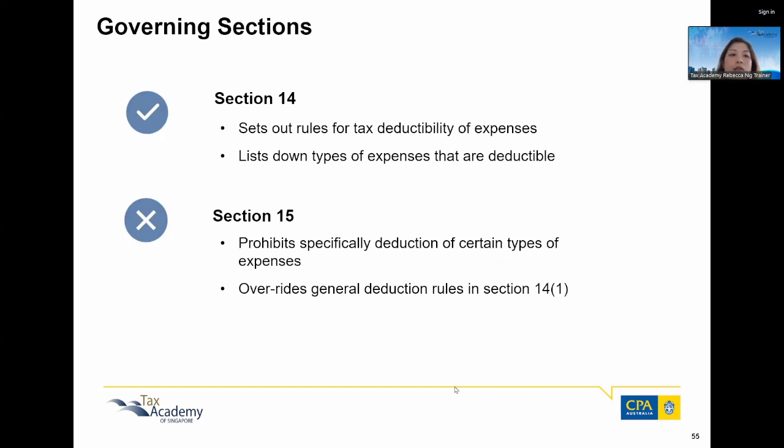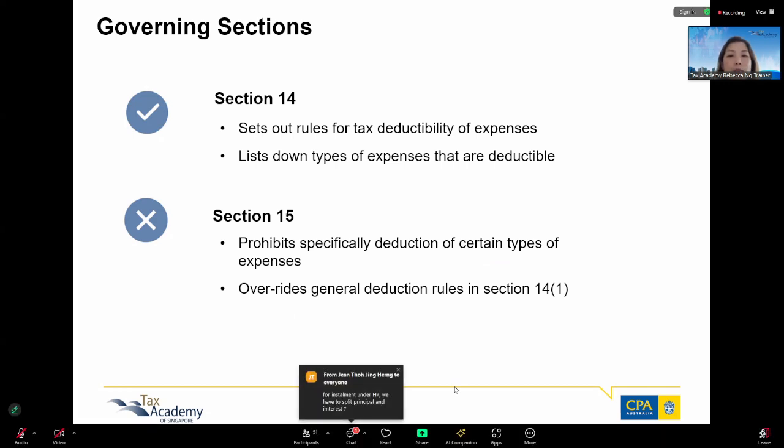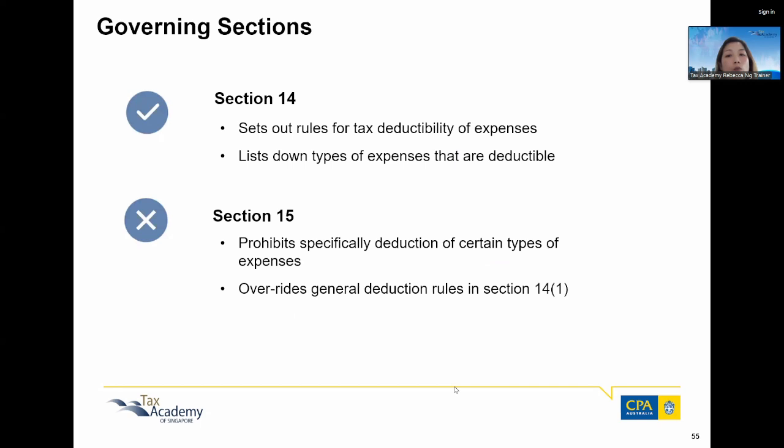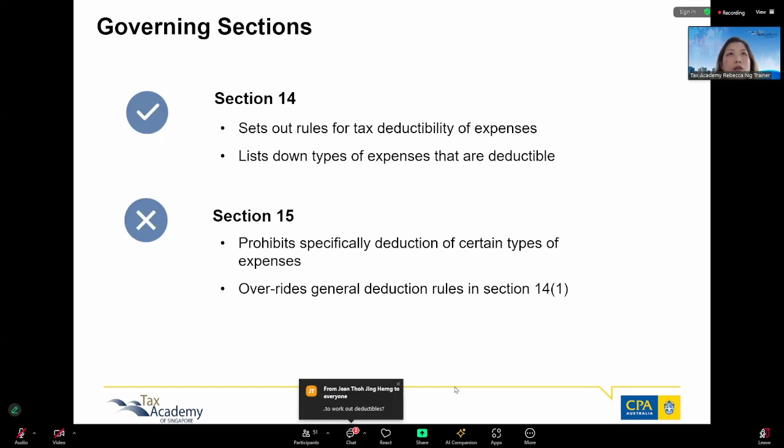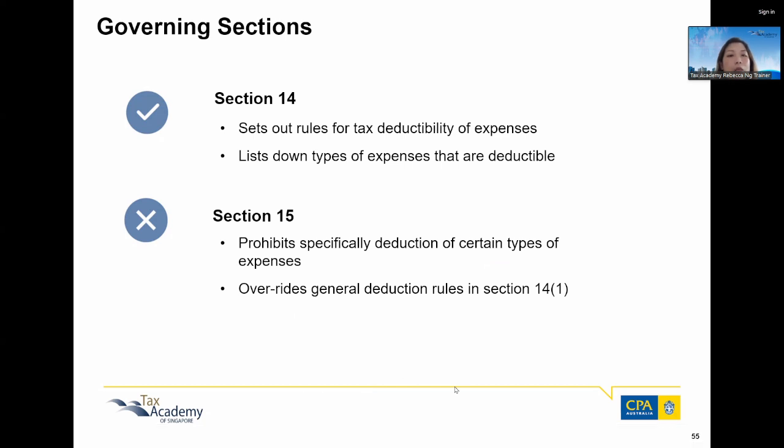Okay. Again, we have to always address back what is deductible, what is not deductible. We always look at the Income Tax Act, Section 14 and Section 15. Section 14 spells out the rules that are deductible. Section 15 disallows certain deductions, so it actually overrides the general deduction rule in Section 14(1). So if an expense is allowable under Section 14(1), we still have to go back and look at Section 15 and make sure that it is not specifically disallowed under Section 15.